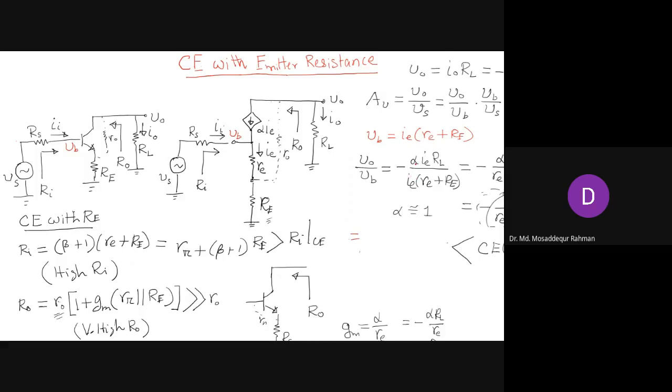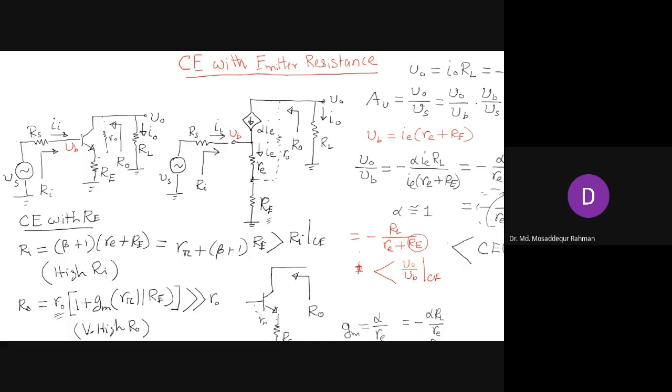So you simplify this one, and that we can express as minus RL over small re plus capital RE. That is the gain for common emitter with emitter resistance. And without emitter resistance, RE will be 0. Then this part will be less than the gain for the common emitter, V0 by VB, common emitter gain, right? So the effect of adding this emitter resistance is that it reduces the gain of the common emitter amplifier.